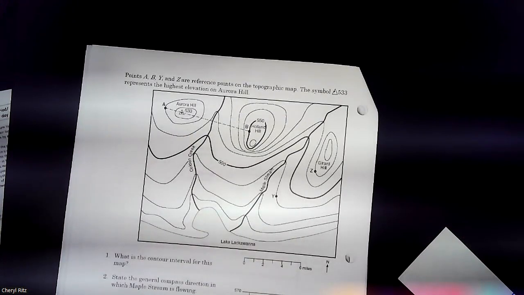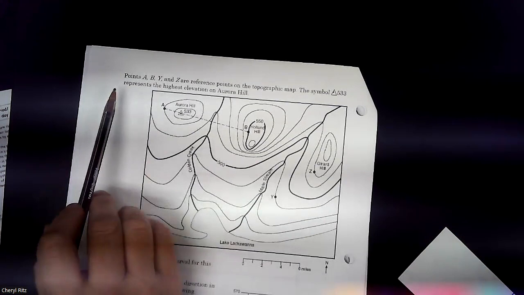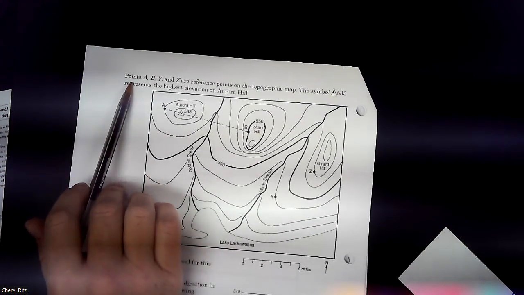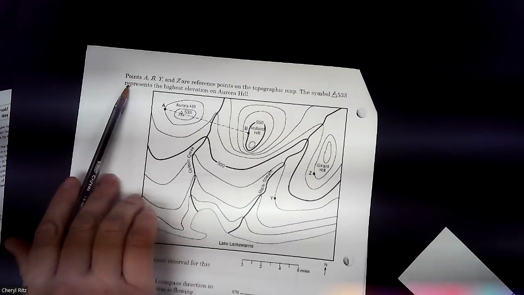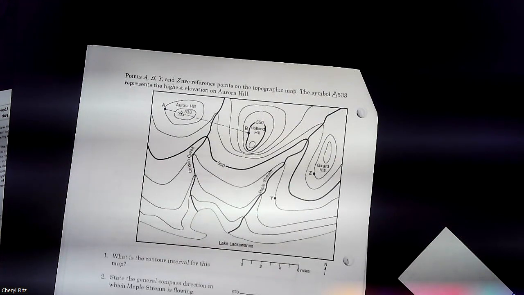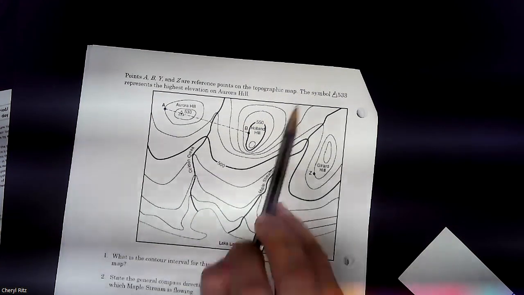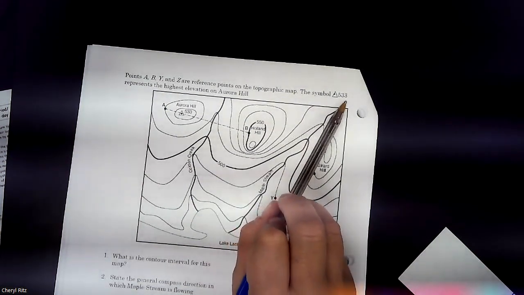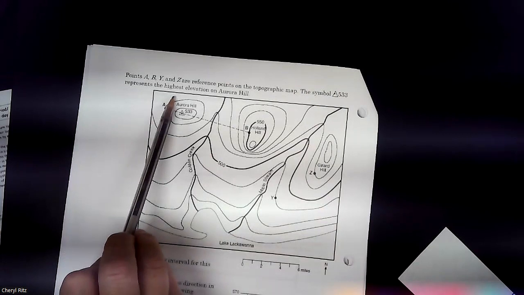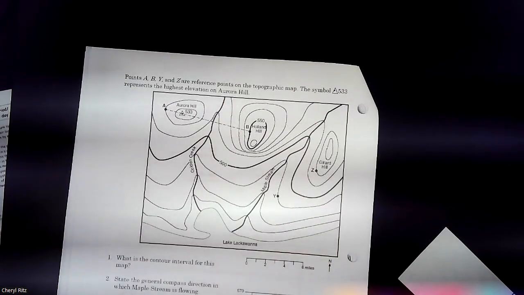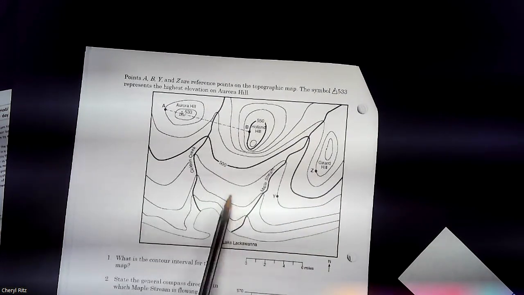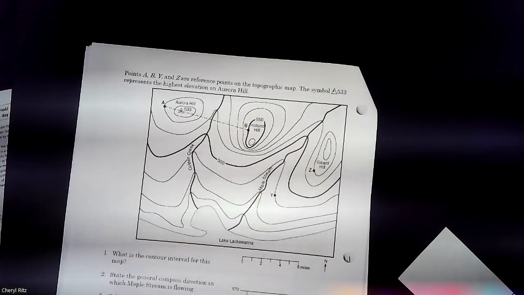So we start, what's the number 1 rule of earth science? Okay, read all the words. So even start up here, even if it looks like directions, do it anyway. Points A, B, Y, and Z are reference points on a topographic map. The symbol with a triangle with a dot in the center, 533, represents the highest elevation on Aurora Hill. And then we got a map, with Aurora Hill, Holland Hill, and Girard Hill, I think.